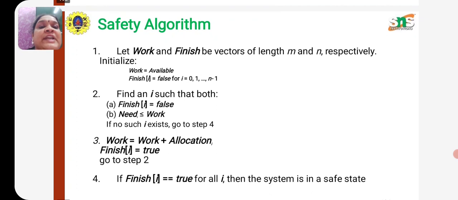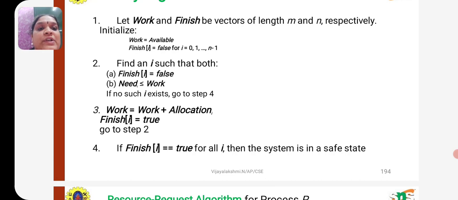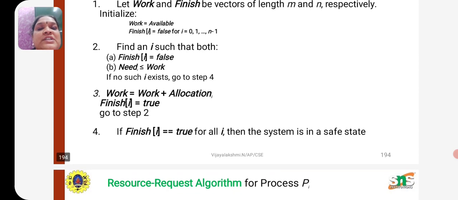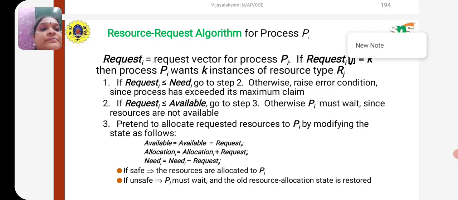What is the safety algorithm? Let Work and Finish be two vectors of length m and n respectively. Work is equal to Available, and Finish is initialized for i from 0 to n minus 1. The Need should be less than or equal to Work. Then Work is equal to Work plus Allocation. So see here.